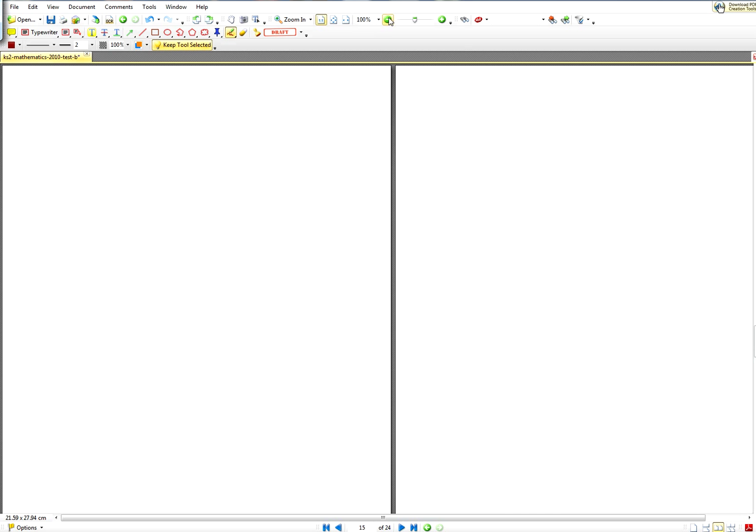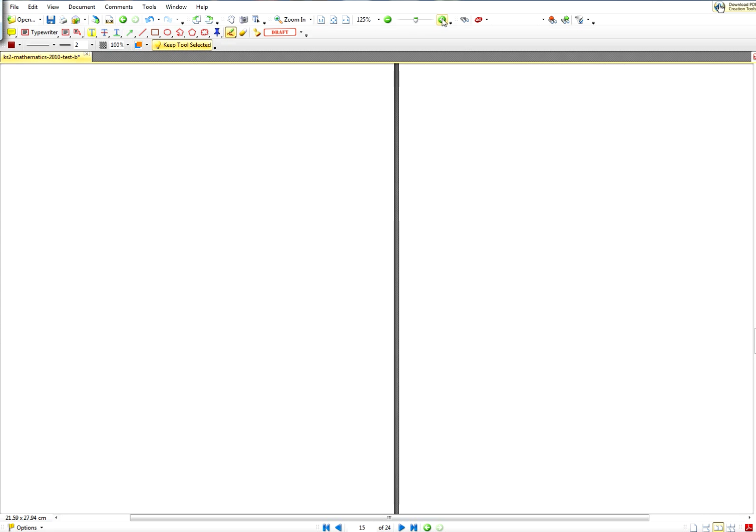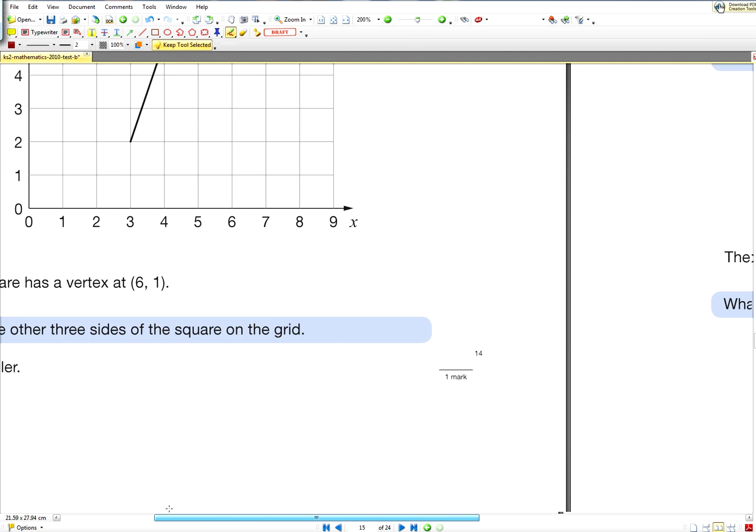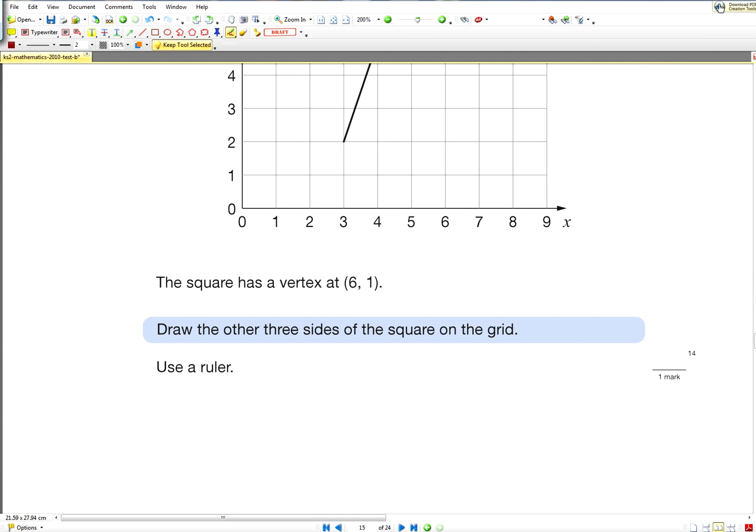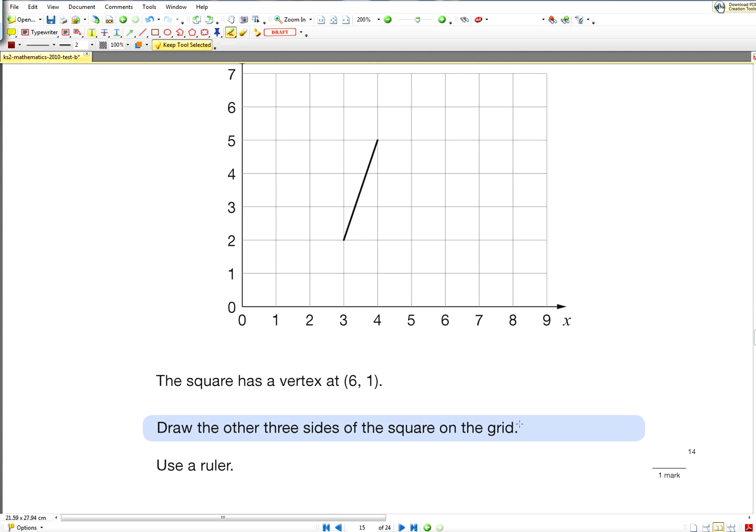Back down. Okay, zoom that part of the question back up, so it's easy for us to look at. Here we go. Okay, where's the mouse?